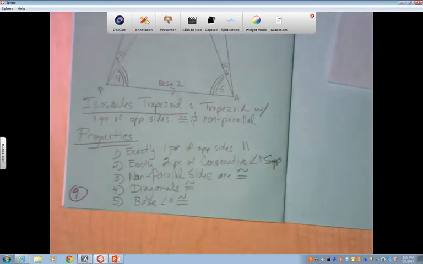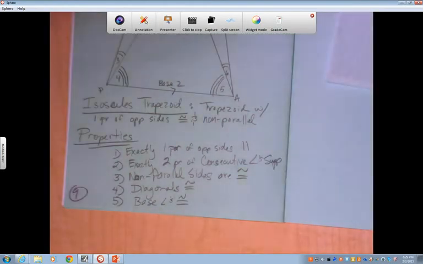special quadrilateral, the trapezoid, which is in a totally different category from our parallelograms that we did on page 1. So this is the last little video for our last quadrilateral that we're going to construct.